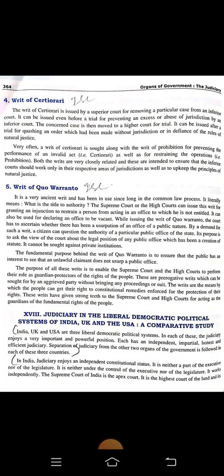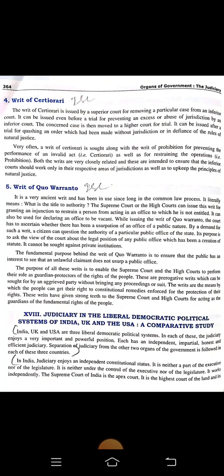Okay, next we have quo warranto. It is an ancient writ which has been in use since long in the common law process. It literally means 'what is the title of authority'. The Supreme Court or the High Court can issue this writ to restrain a person from acting in an office to which he is not entitled, and it can also be used for declaring an office to be vacant.